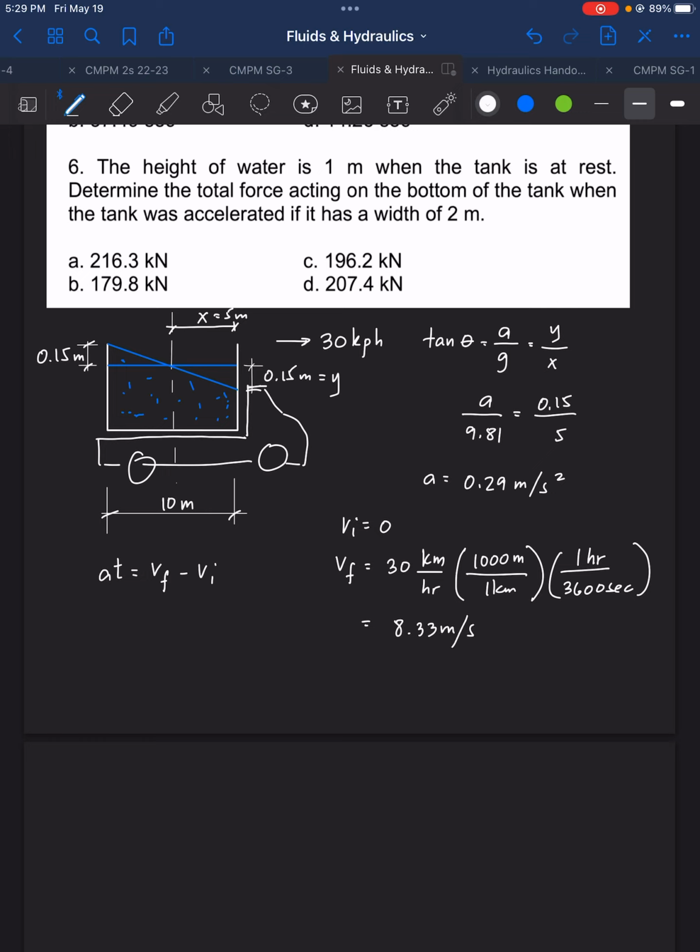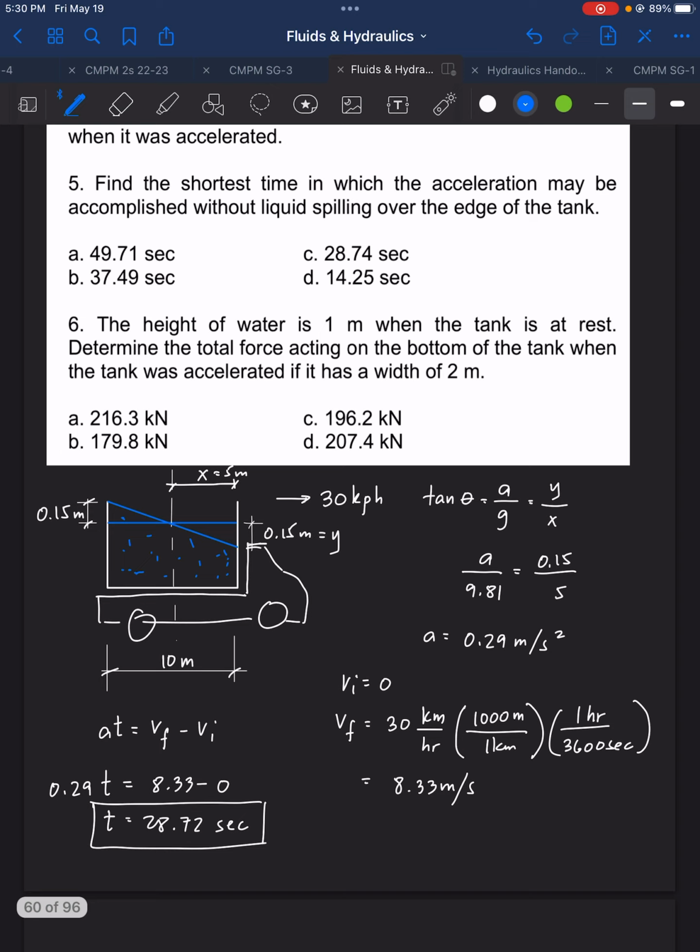So we have here the acceleration 0.29 times t, the time, equals final velocity 8.33 minus initial velocity 0. Therefore, time is equal to 28.72 seconds. So from the choices, the closest is letter C, 28.74 seconds. Next, number 6.